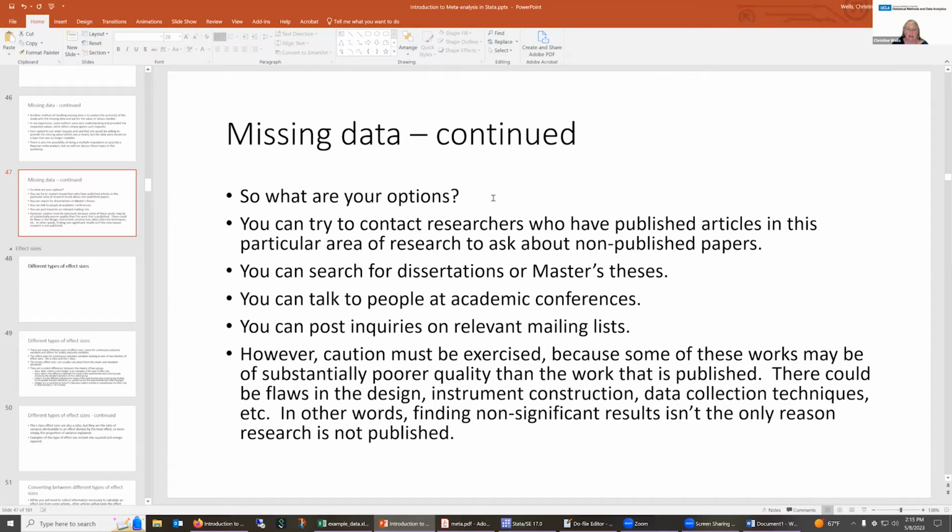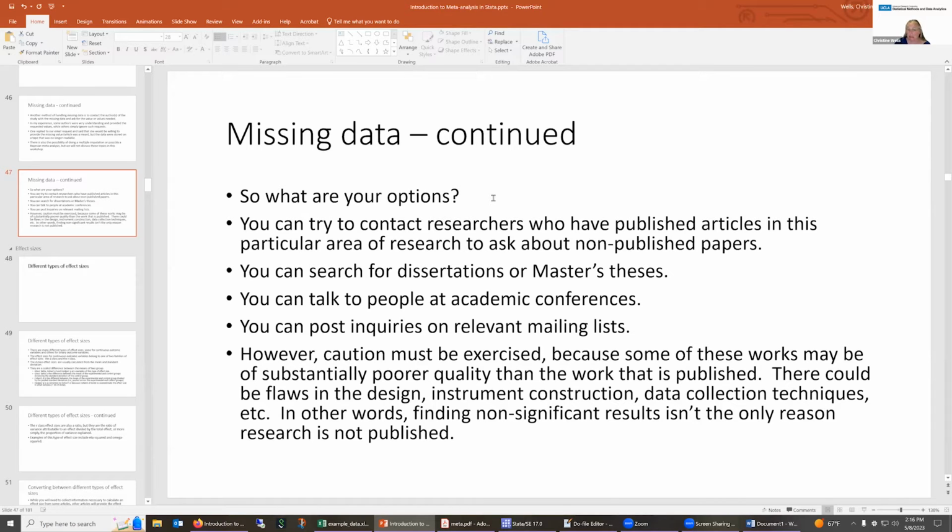Let's see here. What are your options for missing studies? You can try to contact researchers and ask if they have non-published papers. You can search for master's theses or dissertations. You can talk to people at academic conferences. That actually comes up more than you might think. I go to the Joint Statistical Meetings whenever I can, and I have heard that conversation a goodly number of times. I've also seen people post inquiries on relevant mailing lists, which I thought was an interesting way to go about it, but I hope it's effective.